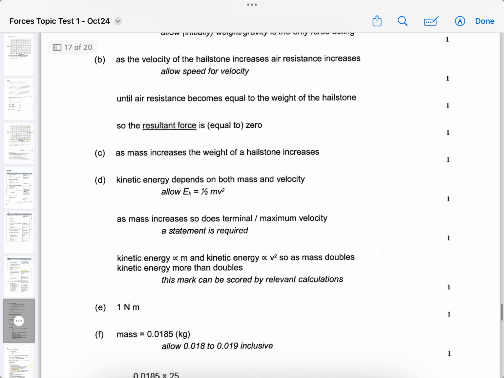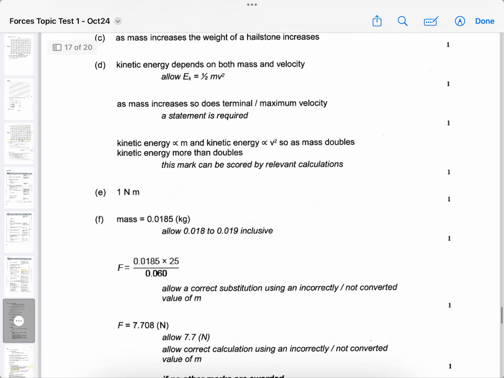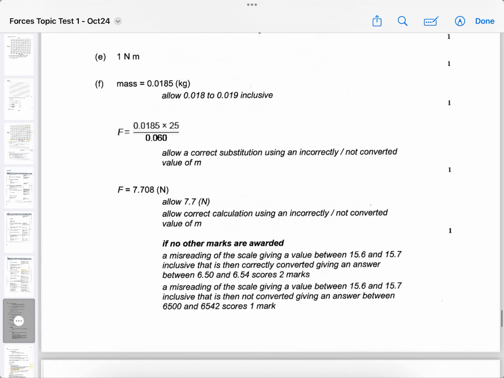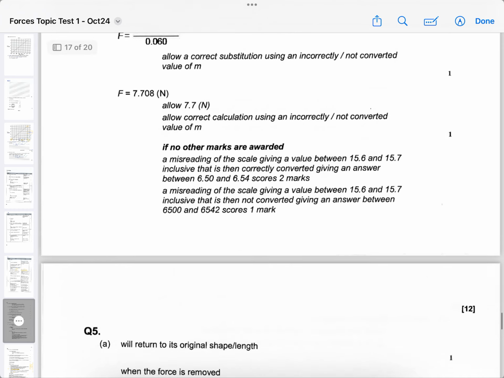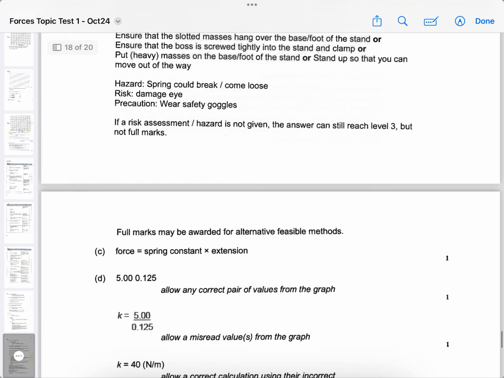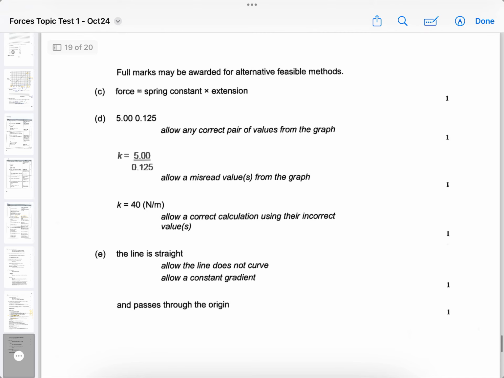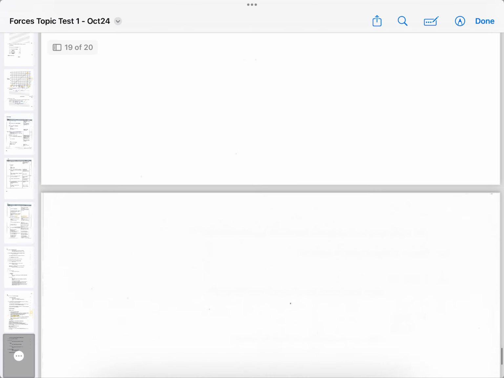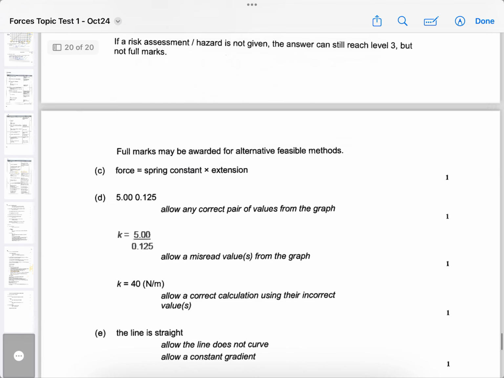Okay. Part E and F to follow. So again, they've got guidance notes for teachers to make sure they're marking accurately. And then question 5, elastic deformation means that it will return to its original shape. And the bit about the method we went through in detail. And then the calculations from the graph and what it means. And that is the end of this video.